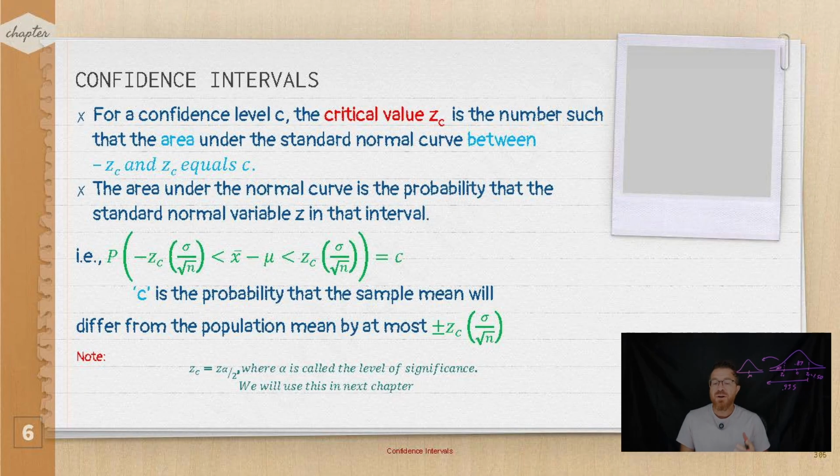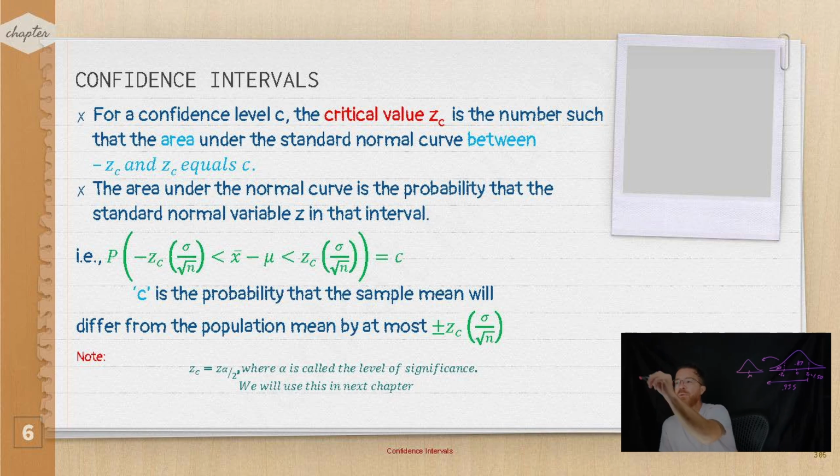Let's actually define what our confidence interval is, because we want to get it back to the space of the actual data. So for confidence level C, the critical value Z_C is the number such that the area on our standard normal curve is between negative Z critical and positive Z critical. The area under this normal curve is the probability that the standard normal variable Z will be within that interval.